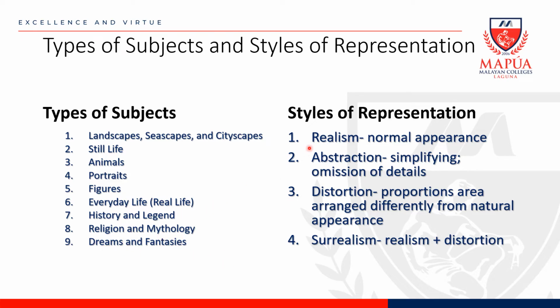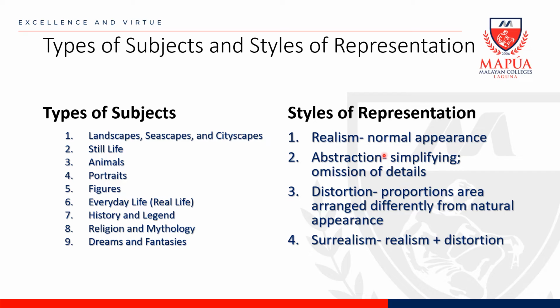Okay. So how do we represent these subjects? If your style is realism, then the appearance of your subject or subjects look normal. There is nothing weird about them. You paint what you see. Abstraction is another style. Abstraction is simplifying or simply reducing details.